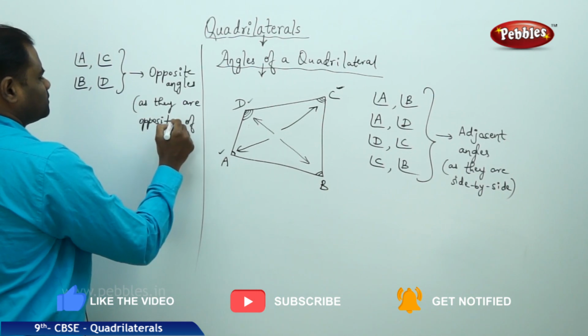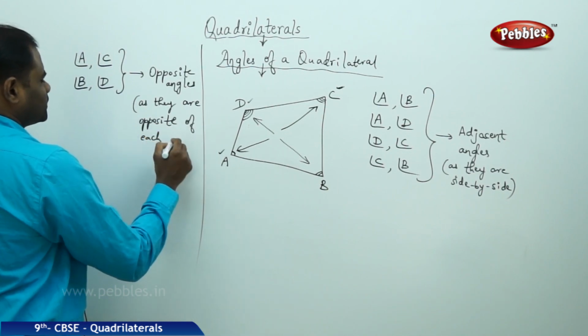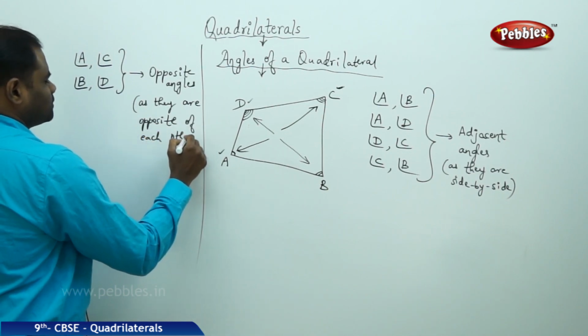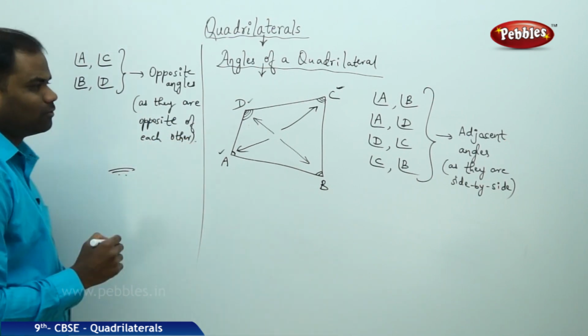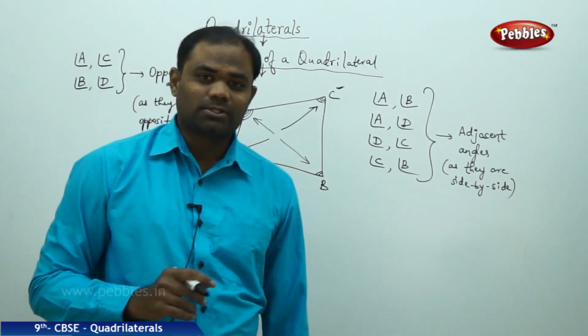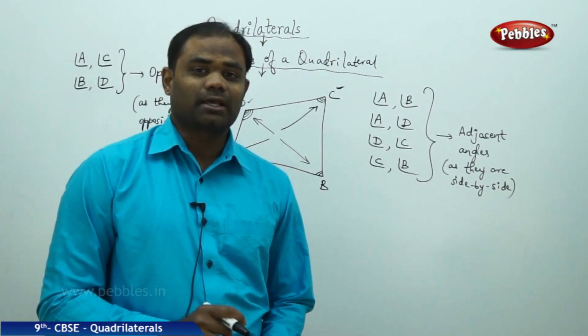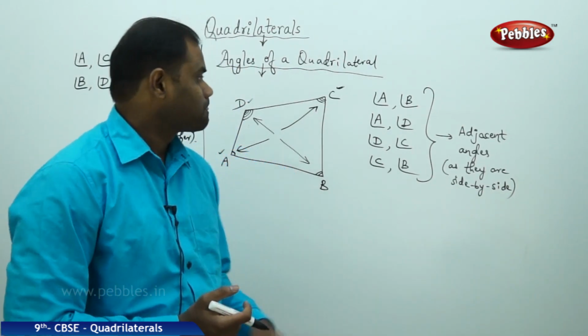They are called opposite angles as they are opposite of each other. That is how we identify the opposite angles and the adjacent angles in a quadrilateral.